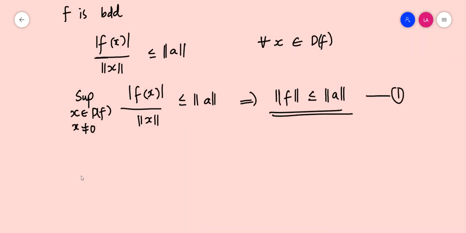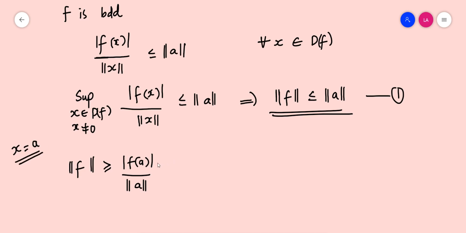Moving on. Also, norm f is always greater than or equal to modulus of f of a by norm a, because norm f is actually the supremum of this collection. Supremum is an upper bound. So by using the definition of upper bound, norm f is always greater than or equal to this quantity if we put x equal to a.